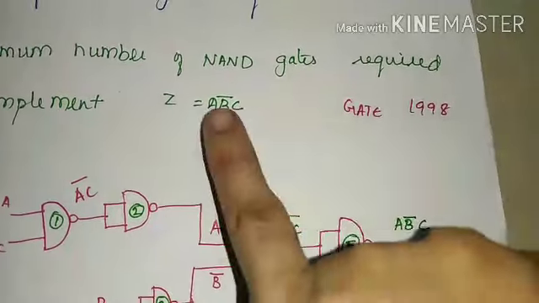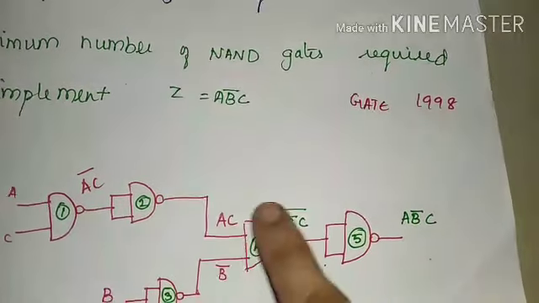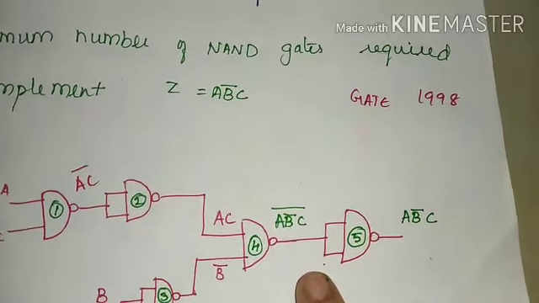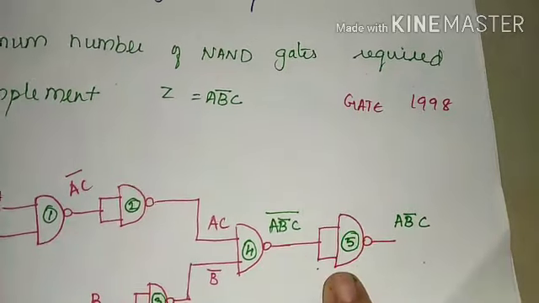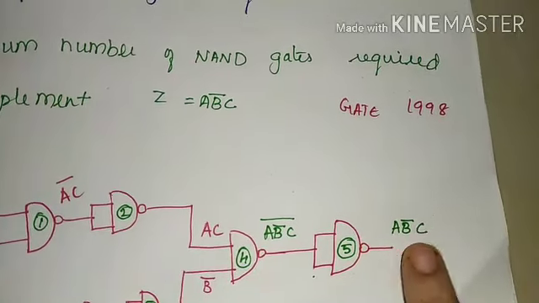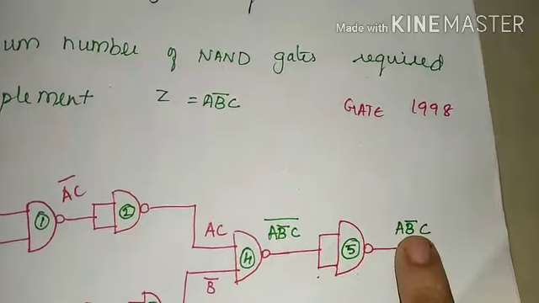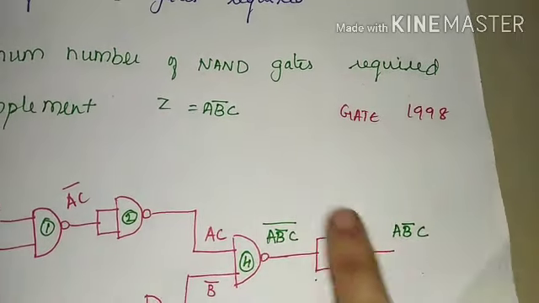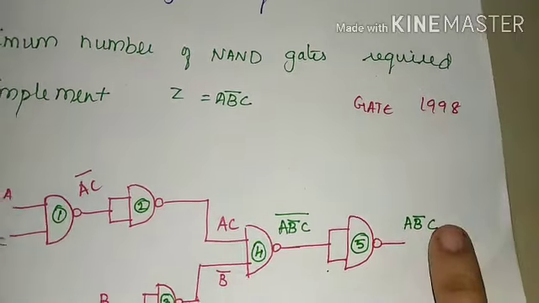But the given function is A, B bar, C alone. Without, we have to remove this complement. So we have just introduced one more NAND gate to remove that complement. So finally we have achieved our given function, that is Z is equal to A, B bar, C.